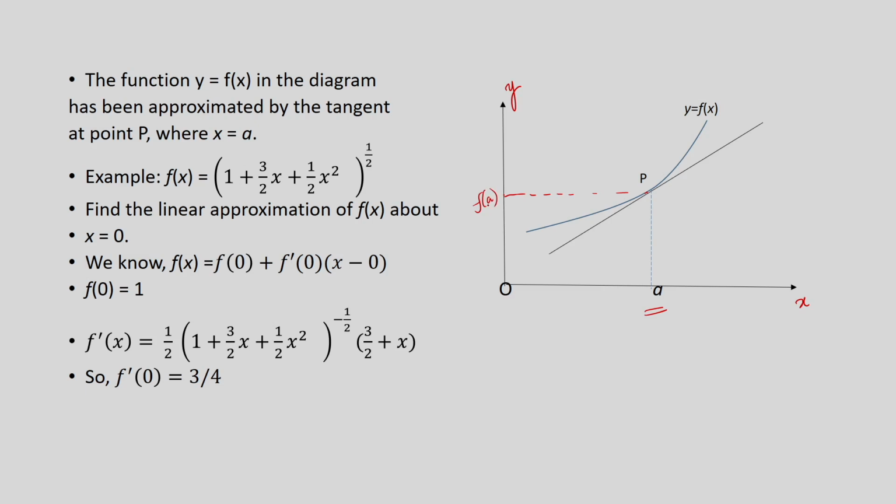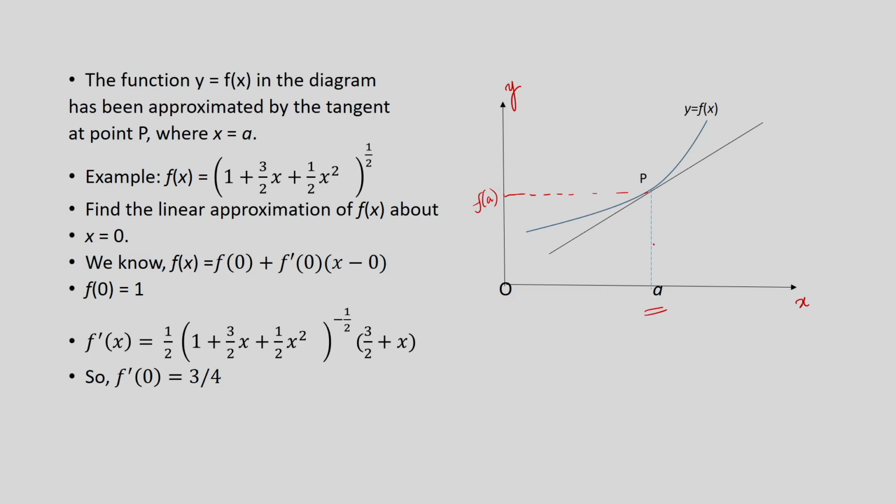Okay, and therefore, you draw a tangent through this point capital P, and the slope of the tangent is known to us, it is f prime of a, and therefore, we approximate the curve around this point A by using the equation of the tangent. Okay, so that is what we are doing.